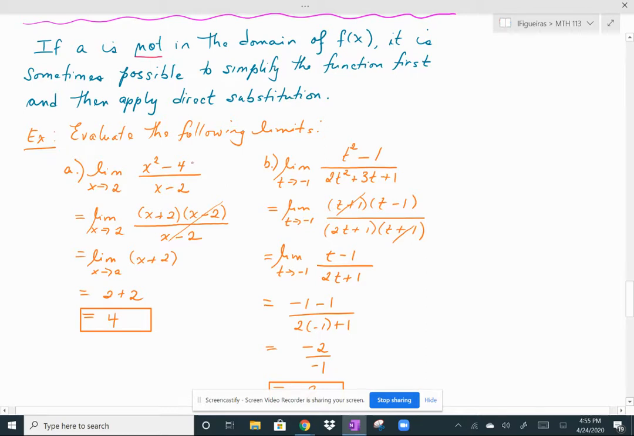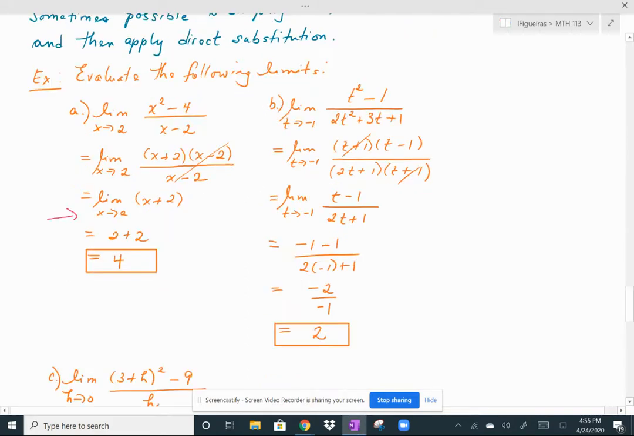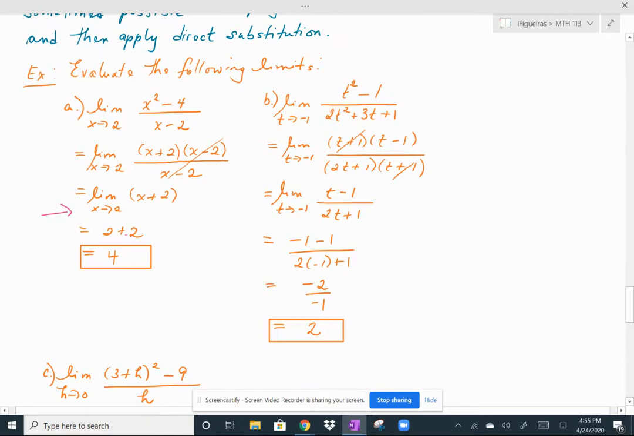We simplify this by factoring the numerator. So the numerator factors into x plus 2 and x minus 2. Now the x minus 2's in the numerator and denominator cancel, so I'm left with the limit as x approaches 2 of x plus 2. Then you can plug in 2, and so you get that the limit value is 4.